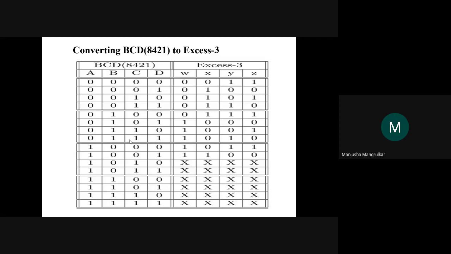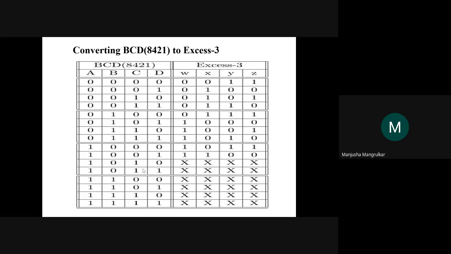7 plus 3 is 10, so that is 1010. This number is your 8. 8 plus 3 is 11, that is 1011. This number is the 9 number. 9 plus 3 is 12, so what is 1100? This represents the 8, this represents the 4. 8 plus 4 is 12. So this is 1100.